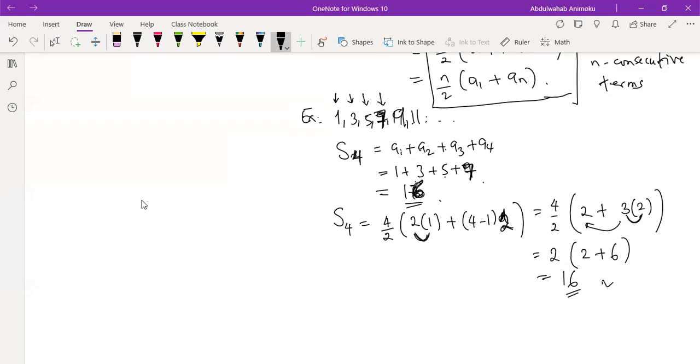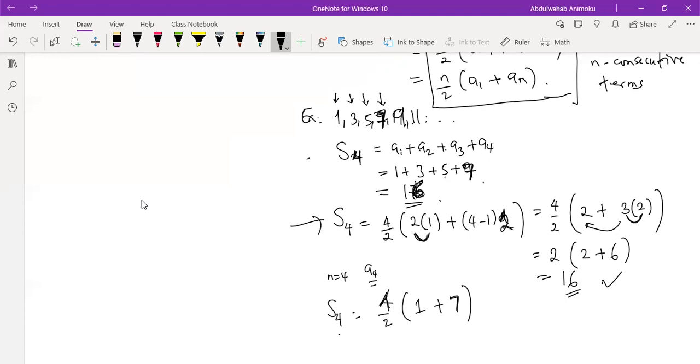So I could use the formula to get 16 as well, or I could use the other formula, which says n over 2, which is 4 over 2, a1, which is 1, plus an, which is, what is an? n is 4, right? So that will be a4. So what is a4? We can see it is 7. So usually, if you know the term that you are adding up to, then it is easier to use the second formula. But if you don't know the nth term, it's better to use this particular one, okay?